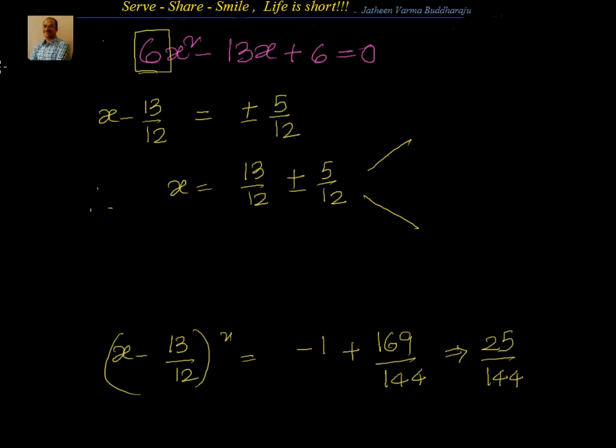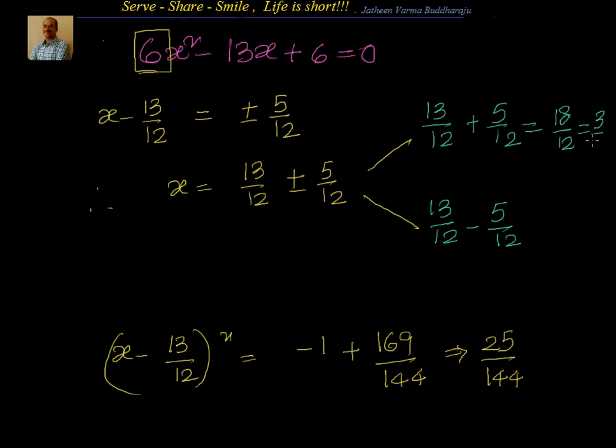We'll get two values. The first value will be 13/12 + 5/12, and the other value will be 13/12 − 5/12. If you simplify this, this is 18/12, which is equal to 3/2, and the other value is 13 − 5 = 8, so 8/12, which is 2/3. So the roots of this quadratic equation are 3/2 and 2/3.